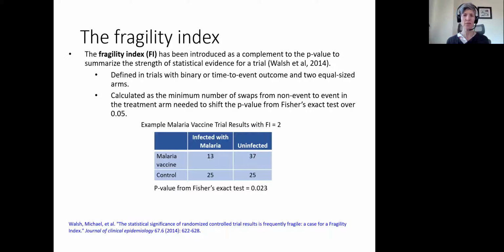So here's an example of a malaria vaccine trial with two equal size arms and binary outcome. In order to calculate the fragility index, you take people who experienced an event in the treated arm and swap their status from event to non-event and count how many swaps are needed to get the p-value from Fisher's exact test over 0.05. So the fragility index for this trial is 2, because it took 2 swaps to get p over 0.05, and lower values of the fragility index indicate higher fragility.